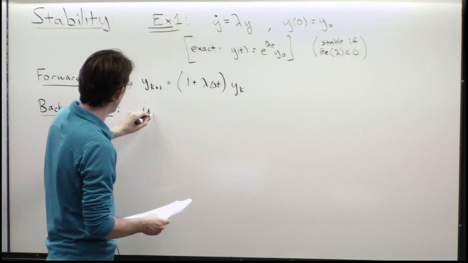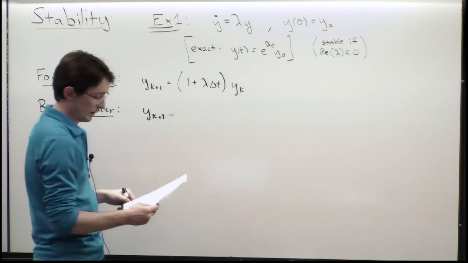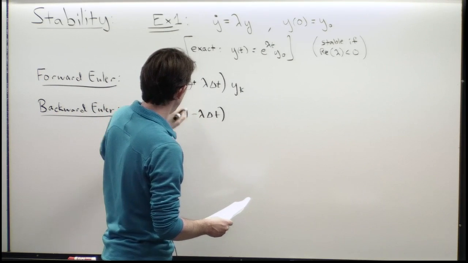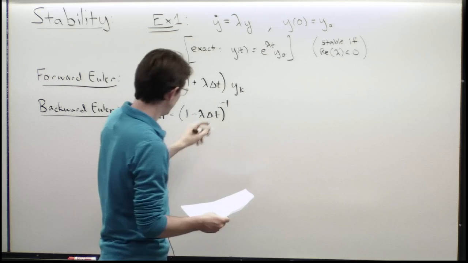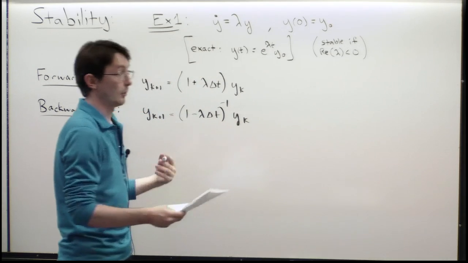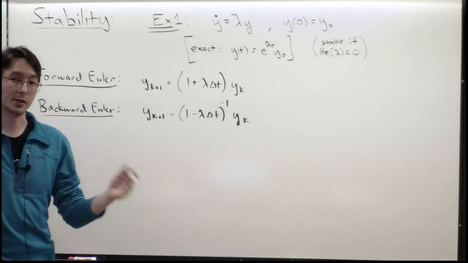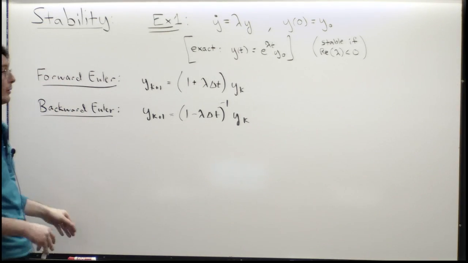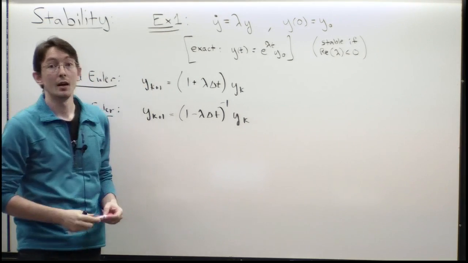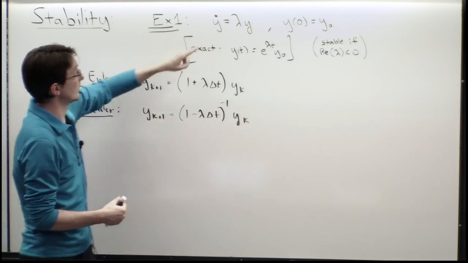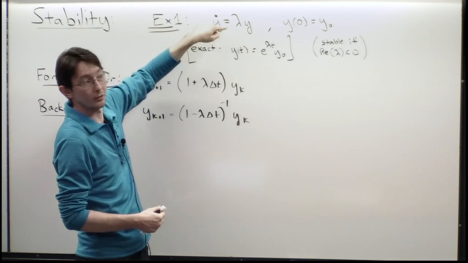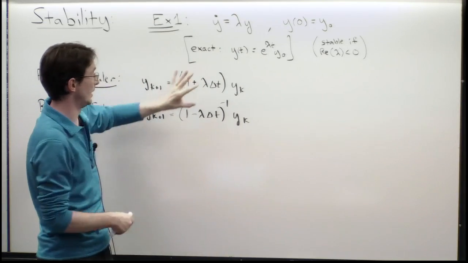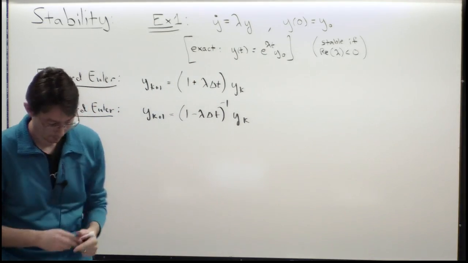Is yk plus 1 equals, okay, now we have (1 minus lambda delta t) inverse evaluated at yk. So this is just what we derived in the previous lecture regarding forward Euler and backward Euler for a linear system. And we've made the additional assumption that instead of a matrix set of equations, y dot equals Ay, we now have a single linear equation, and it becomes this simple.